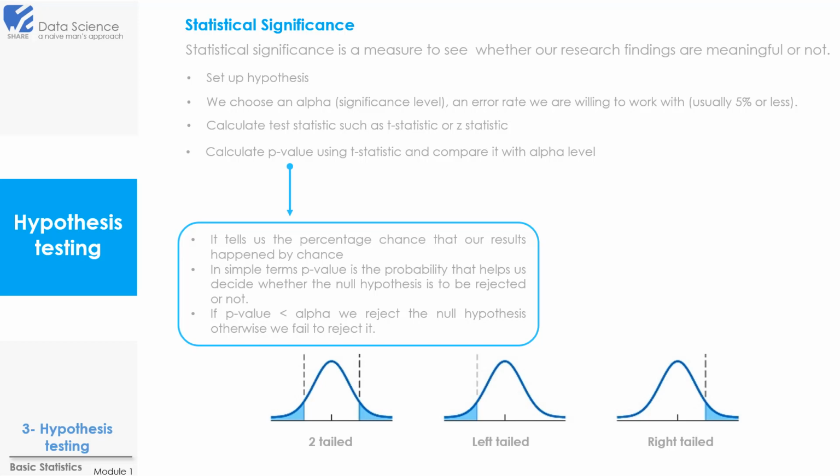Now if you see the graph, here the shaded area under the curve is the p-value. First curve is showing p-value for a two-tailed test, and second and third curves are showing one-tailed test with left and right tails respectively.